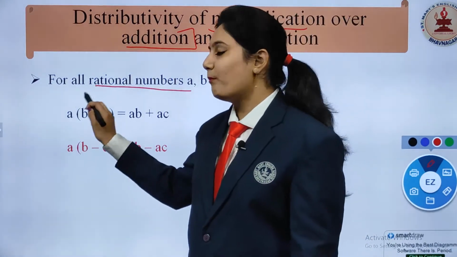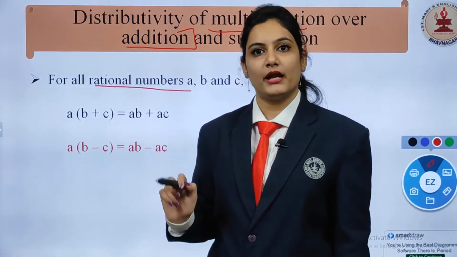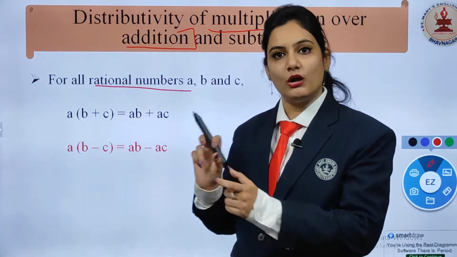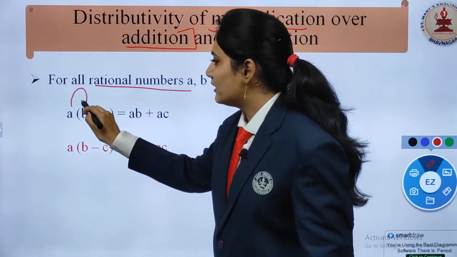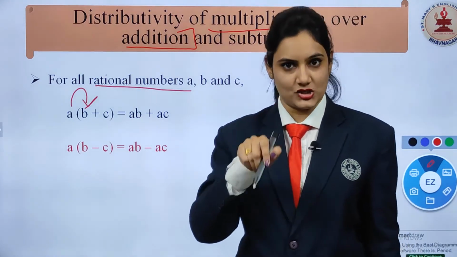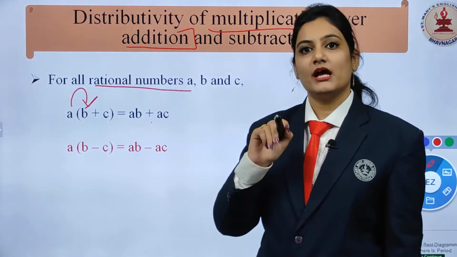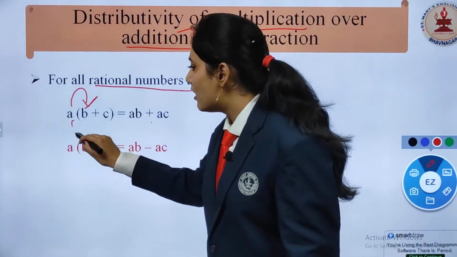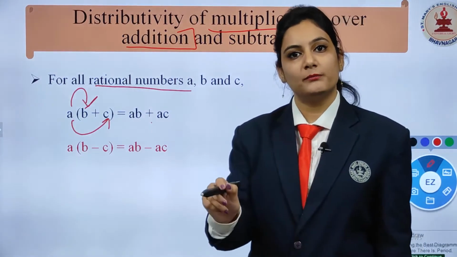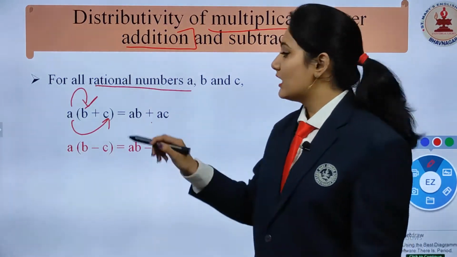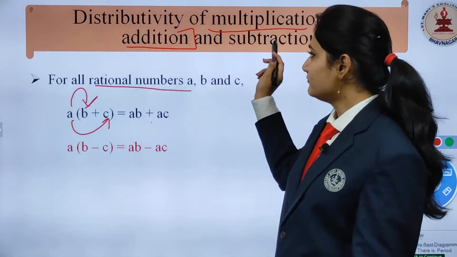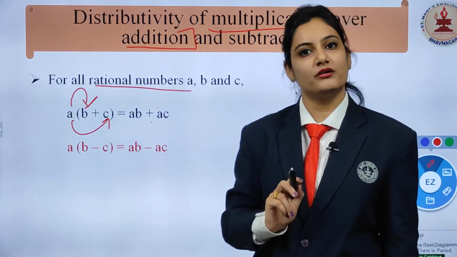Now what we will do? We will open the bracket. When I open the bracket, the number which is outside the bracket will be multiplied inside with all the numbers. Here a will be multiplied with first b. Then what is the next step? Addition. You will put the addition sign. Then a again you will multiply with the other number, that is c. So ab is a multiply b, then addition, then a multiply c. That is the distributivity of multiplication over addition for rational numbers.